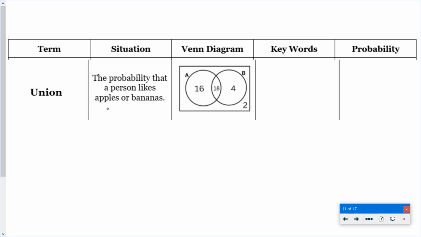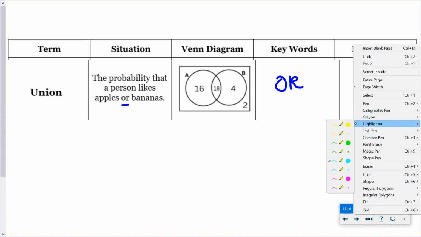Okay, the union. If you think about it, a union is something that brings a lot of people together. Sometimes people talk about marriage as a union, so it's the bringing of things together. A situation that shows a union is the probability a person likes apples or bananas. So they could like apples or they could like bananas. So our key word here is or.